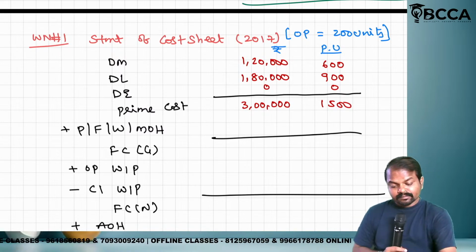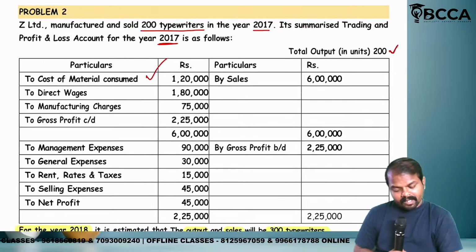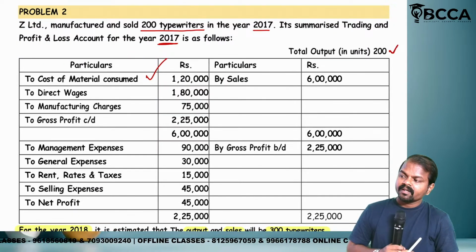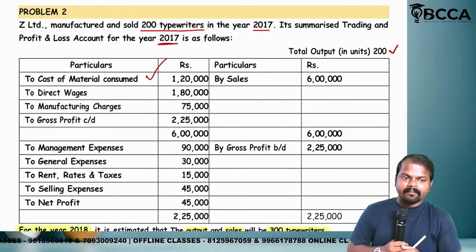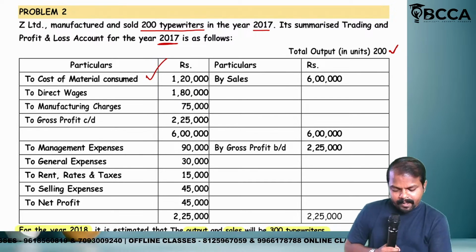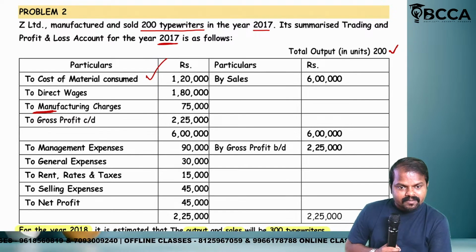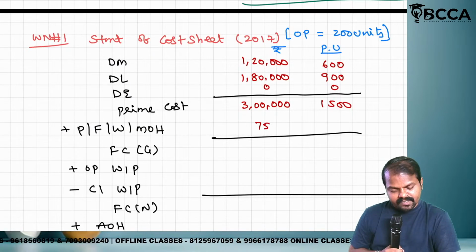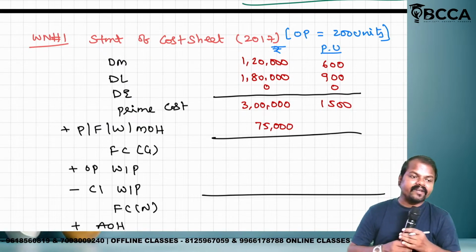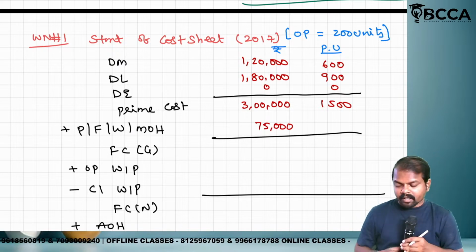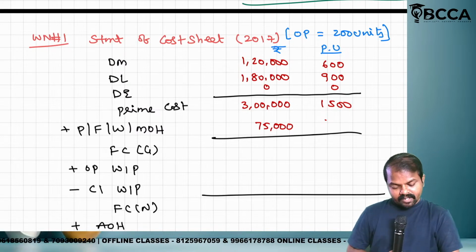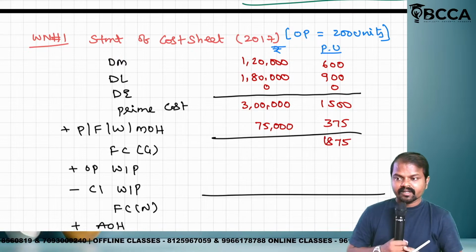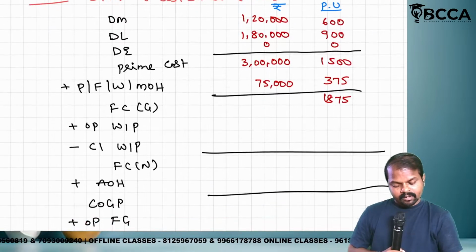Please check. Production overhead is there. What is the alternate name of POH? FOH. The alternate name of FOH? WOH. The alternate name of WOH? MOH. How much is it? 75,000. Please take the calculator. 75,000 for 200 units, per unit cost 375. So 1875.